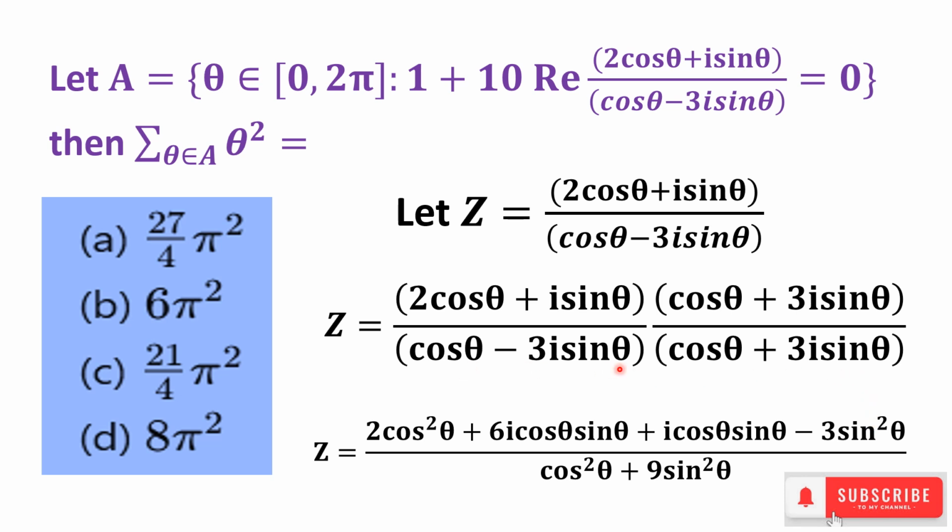In the denominator, we have (cos θ − 3i sin θ) into (cos θ + 3i sin θ). This is in the form of (a − b)(a + b), which is nothing but a² − b². That is, we have cos²θ − 3² i² sin²θ. 3² is 9 sin²θ and i² is minus 1. So we have a² − b², with the minus sign in the formula, so we have plus 9 sin²θ.